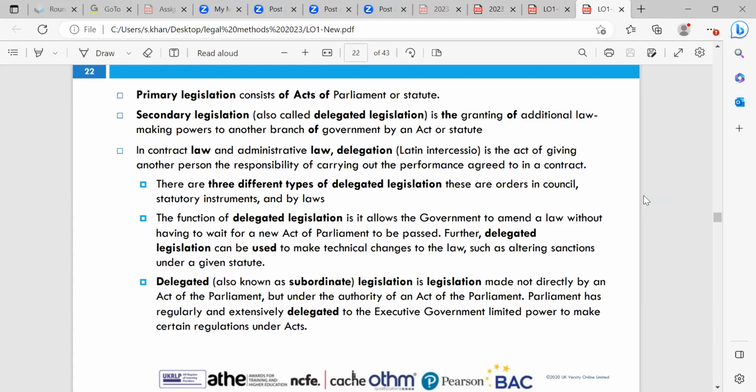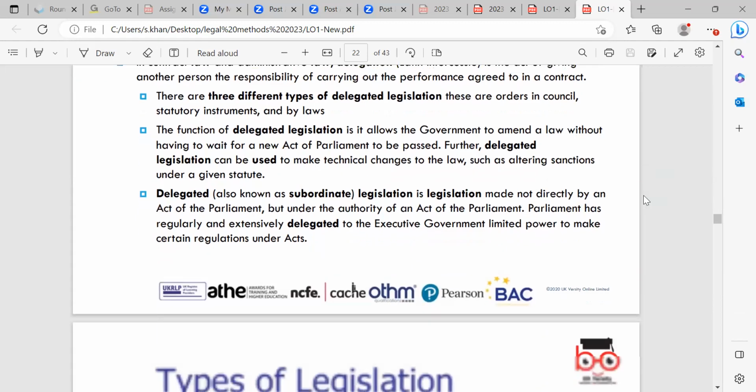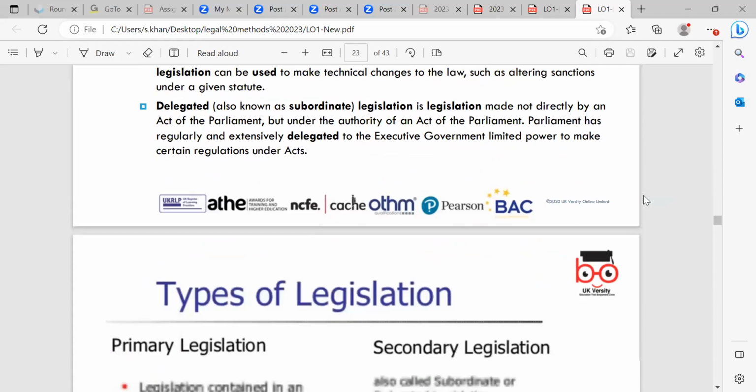The function of delegated legislation is to allow the government to amend a law without having to wait for a new act of Parliament to be passed. Further, delegated legislation can be used to make technical changes to the law, such as altering sanctions under a given statute. Delegated, also known as subordinate legislation, is legislation made not directly by Act of Parliament, but under the authority of an Act of Parliament. Parliament has regularly and extensively delegated to the executive government limited power to make certain regulations. So anything that needs to be added to an act, anything that needs to be amended, would have to go through the process of delegated legislation.